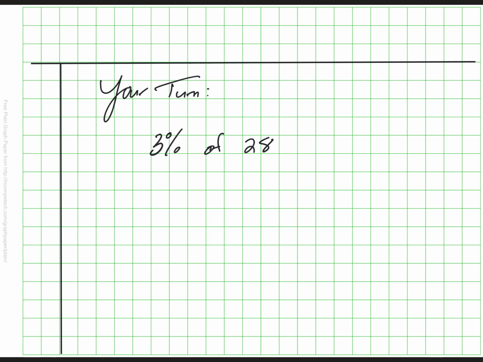And lastly, for your turn, let's use this multiplying decimals strategy to find 3% of 28. So maybe it's 3% of $28, whatever the case may be. I will remind you that 3% has a decimal here, and so you'll have to move that decimal twice to figure out the decimal you'll be using to multiply. So just keep that in mind. Let me put a little note here to remind you of that. Okay, so go ahead and solve that.